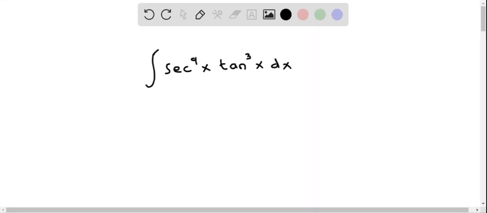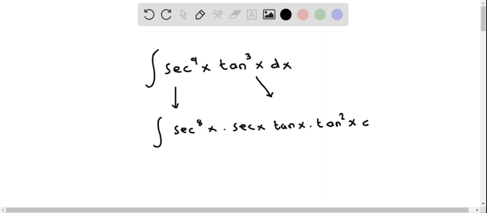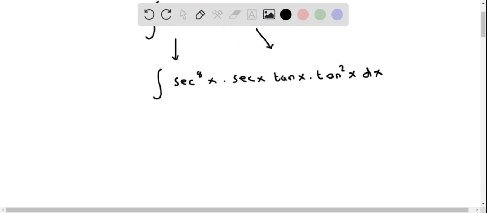You will now integrate this expression, that is the integral of secant to the power 9 of x times tangent cubed x dx. So first we are going to write this in a different form. We have this integral. Secant to the power 9 of x can be written as secant to the power 8 of x times secant x. And I'm going to write this tangent cubed x as tangent x times tangent squared x. We write this specifically so that we can evaluate this integral by the substitution method.